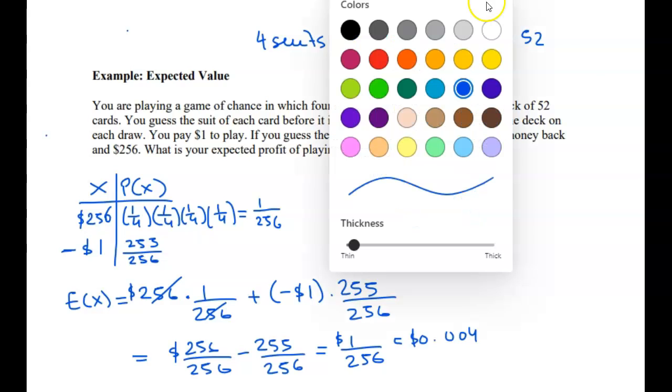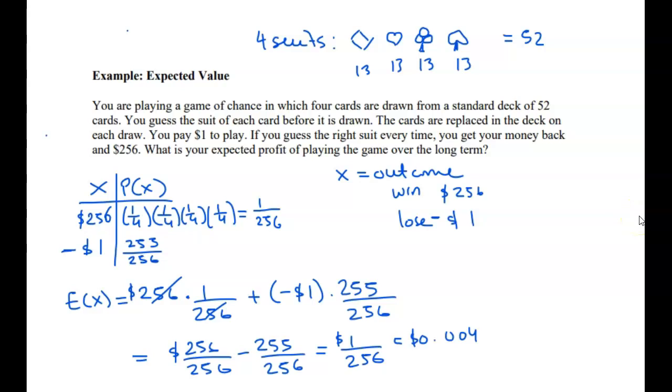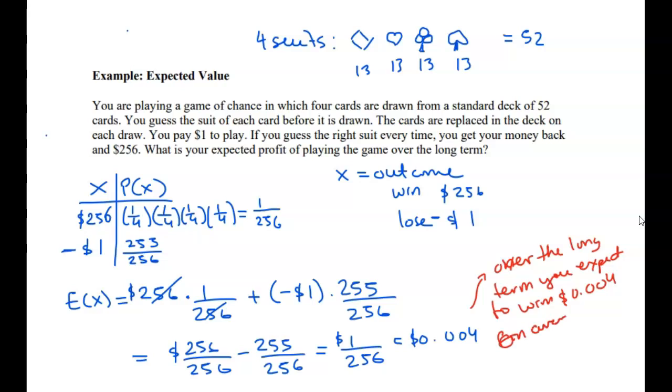All right, so the expected value tells you your expected profit for playing the game over the long term. So on average, over the long term, you expect to win $0.004 for each game you play. Right, so some games you might lose, some games you might win. Actually, most of them you'll lose, some of them you'll win. But if you play lots and lots of times, over time, you're winning an average of $0.004 per game. I don't know if I would bother playing the game.